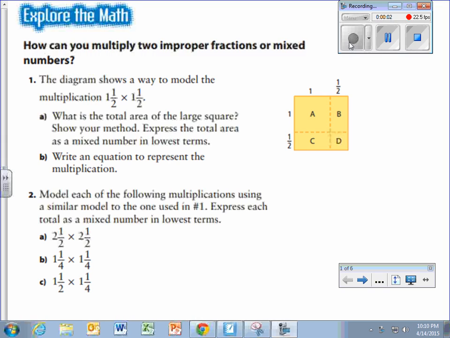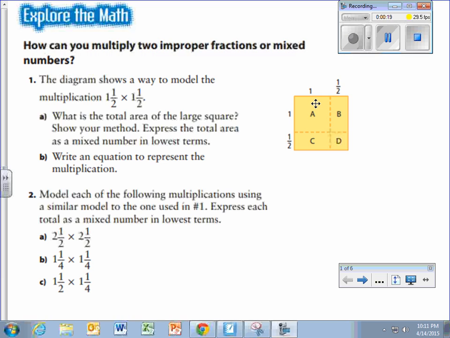Grade 8s, we're just going to take a few minutes to review the homework you had last night. On page 216, I assigned questions numbers 1 and 2. And the key question we're trying to answer today is how can we multiply two improper fractions or mixed numbers?